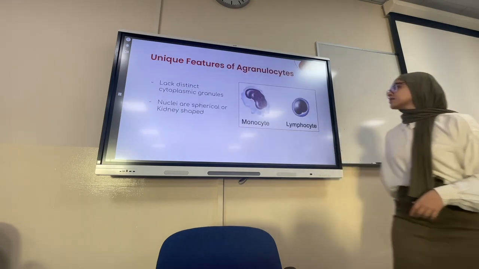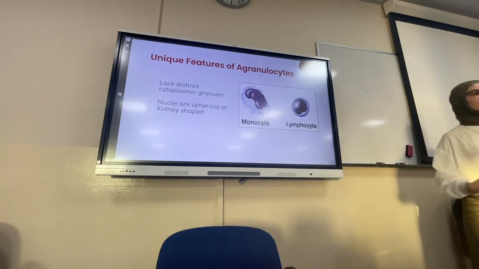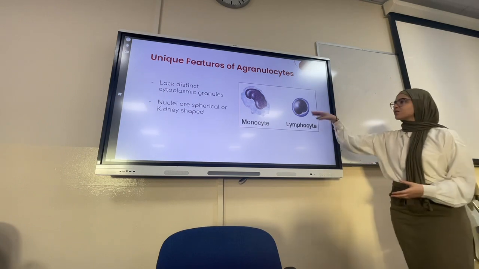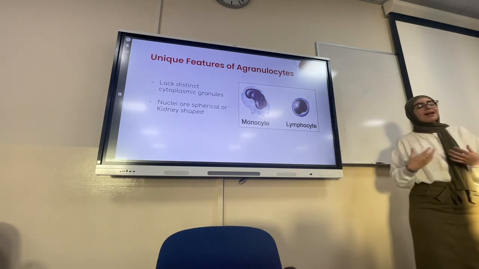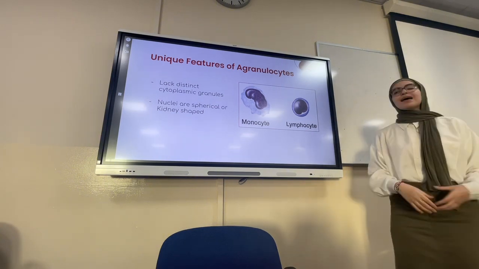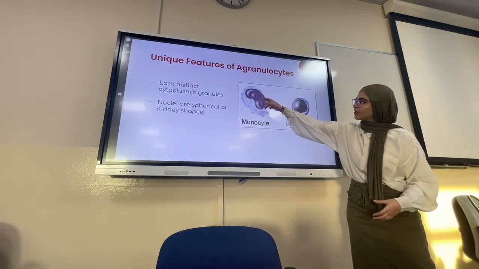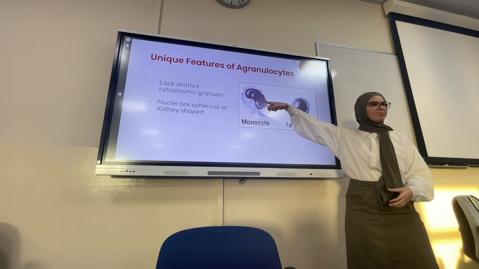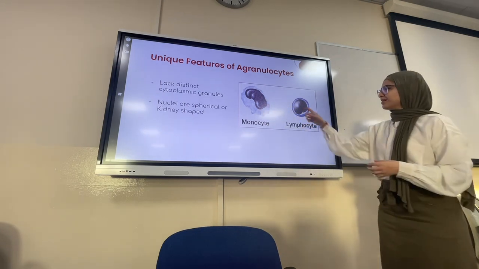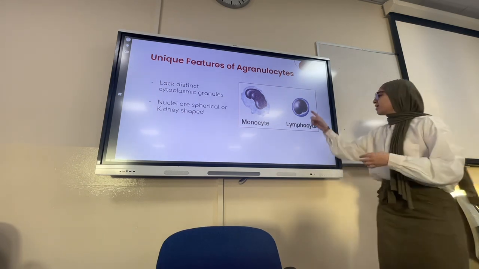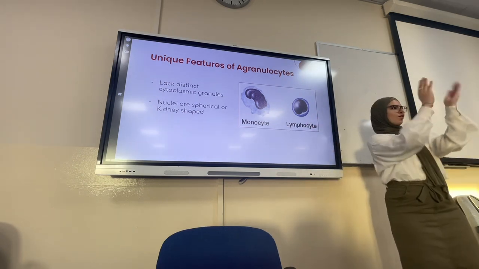Okay. All right. So now we go into the agranulocytes. The agranulocytes, as you can see, have no distinct cytoplasmic granules that we can see, and their nuclei are not lobed. Instead, for monocytes, it looks like a kidney over here. That's the best picture I could get, though it is a bit of a deformed kidney. And then the lymphocyte is more of a spherical shape.